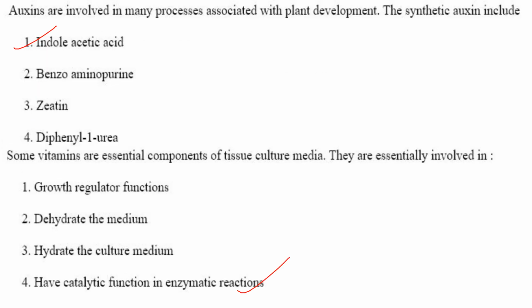A, B, D. Auxins are involved in many processes associated with plant development. The synthetic auxin include indole 3-acetic acid. Answer is option 1. Benzylaminopurine and kinetin are cytokinins. Diphenylurea, it is a urea-based plant growth regulator and not an auxin or a cytokinin. It stimulates cell division and growth, enhances root development, promotes shoot elongation, increases fruit set and yield.